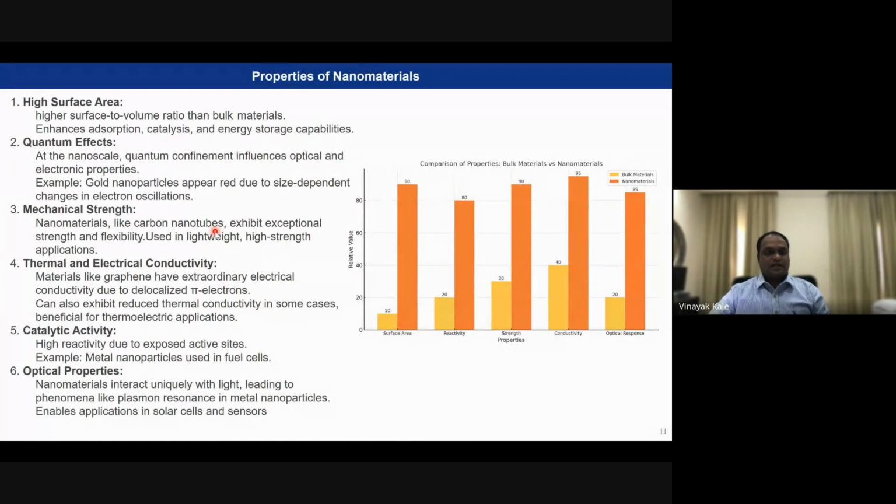Next is the catalytic activity. The high reactivity of nanomaterials is due to the exposed active sites, for example, metal nanoparticles used in fuel cells. And the last is the optical properties. Nanomaterials interact uniquely with light, leading to phenomena like plasmon resonance in metal nanoparticles, which enables applications in solar cells and sensors. You can see from this comparison chart, the property enhances a few times, a few hundred times in some cases, compared to the bulk with nanomaterials.